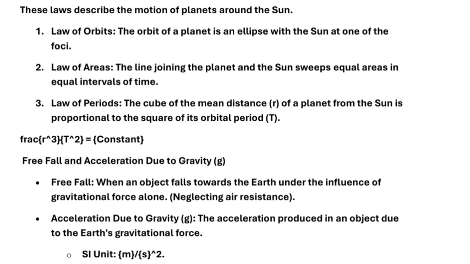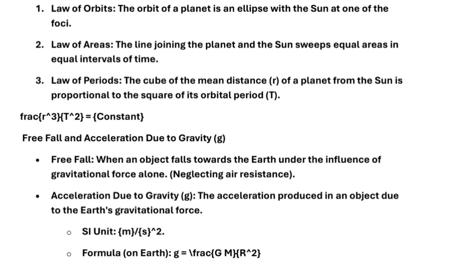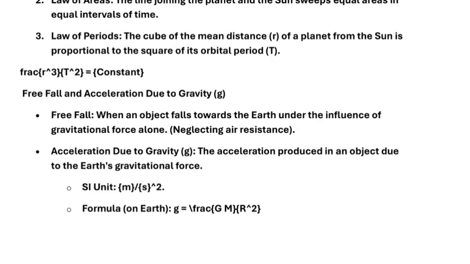1. Law of orbits: the orbit of a planet is an ellipse with the Sun at one of the foci. 2. Law of areas: the line joining the planet and the Sun sweeps equal areas in equal intervals of time. 3. Law of periods: the cube of the mean distance, r, of a planet from the Sun is proportional to the square of its orbital period, T. r³/T² = constant.